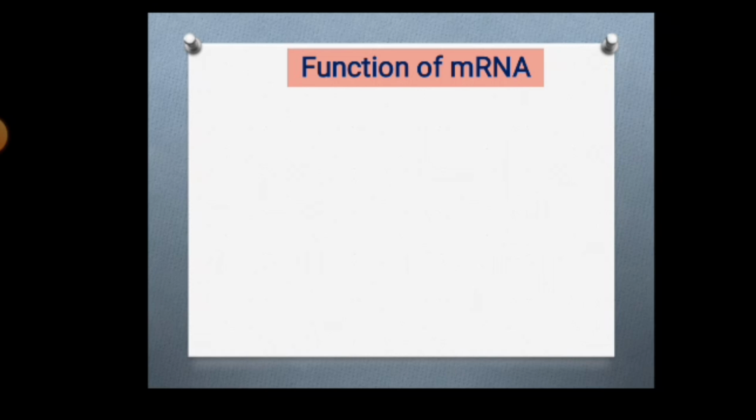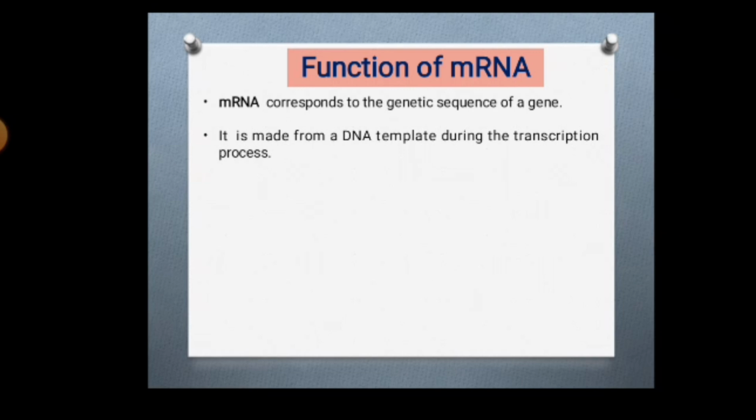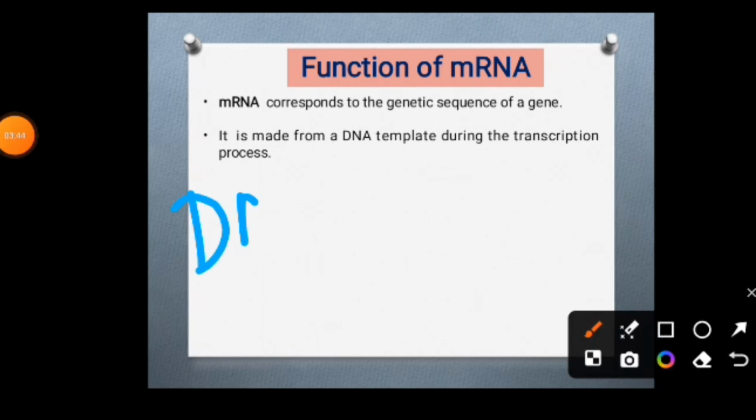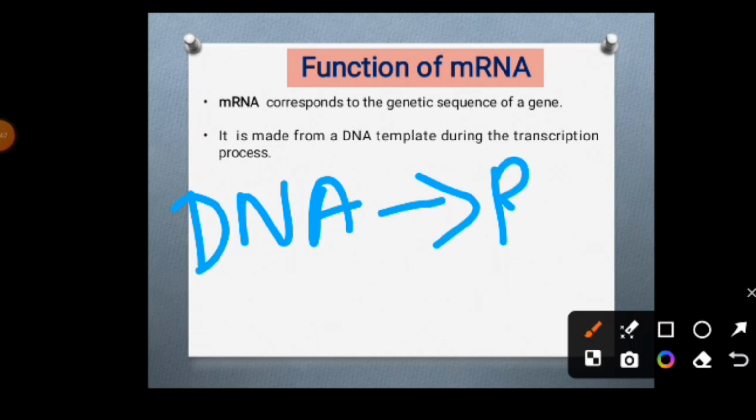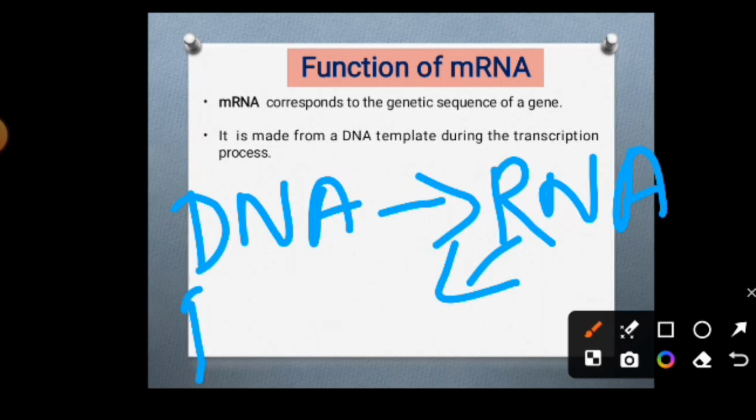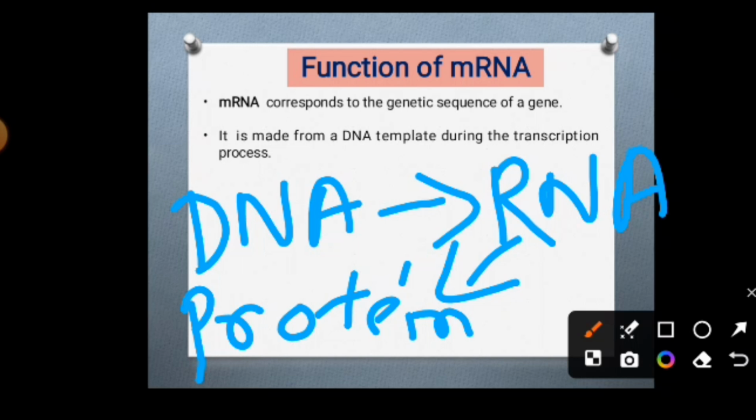Now let's discuss the function of these different types of RNA. First, we will discuss the function of mRNA, the messenger RNA, which is the coding RNA. The mRNA corresponds to the genetic sequence of a gene. It is made from a DNA template during the transcription process. As we know, the central dogma states that DNA makes RNA. So from DNA, RNA is produced, and this process is known as transcription, and from this RNA, protein is produced. The synthesis from RNA to protein is known as translation.